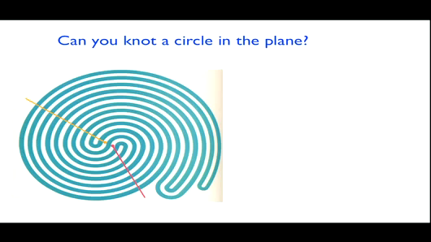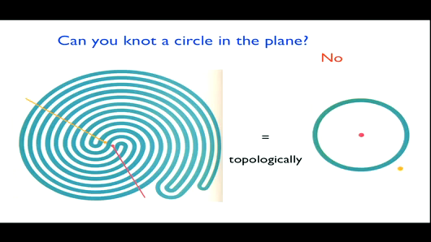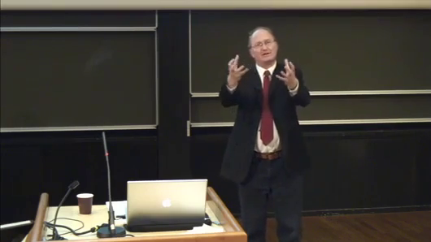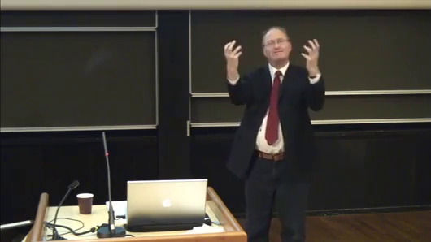No matter how you wind a piece of string around on a table, it's never actually knotted. You have to lift it up and use three-dimensional space. And even this intricate labyrinth-like pattern is, from a topological point of view, the same as an ordinary round circle. So here's a somewhat more interesting question. Can you knot a sphere in space? So instead of trying to knot a circle in the plane, try to take a two-dimensional sphere, a bubble, and somehow deform it to make a knot in three-dimensional space.